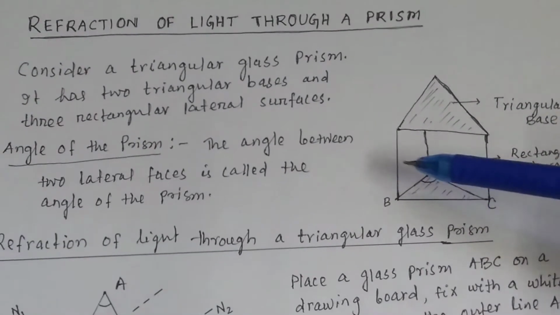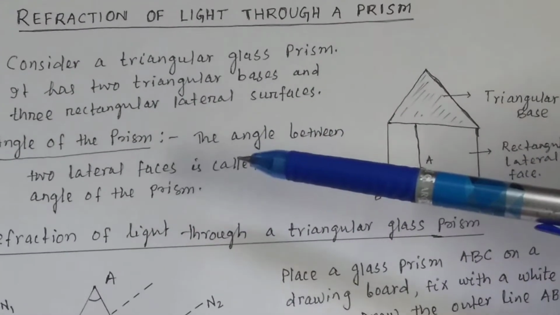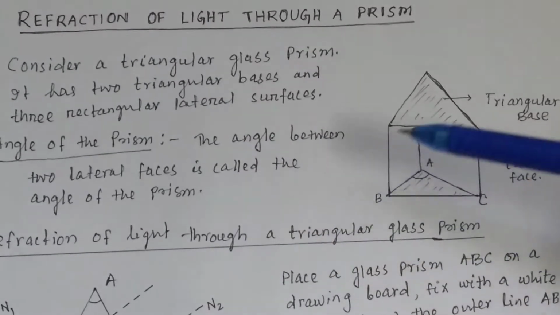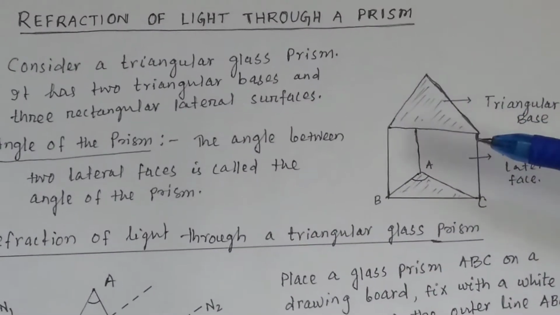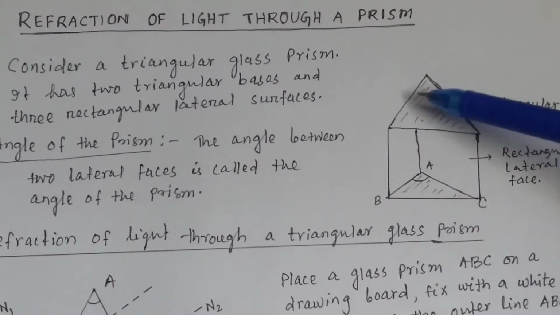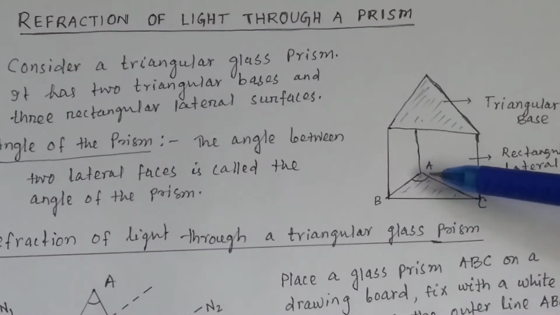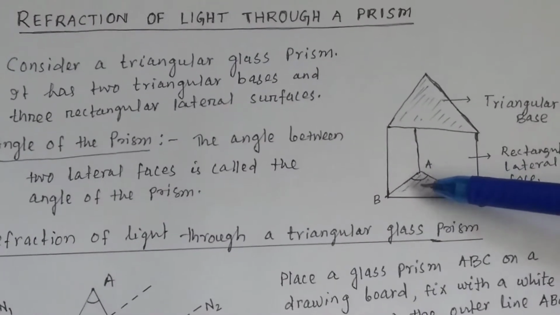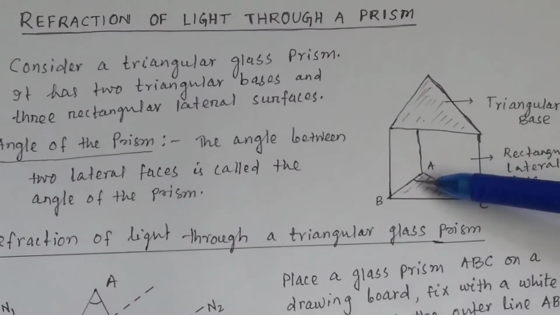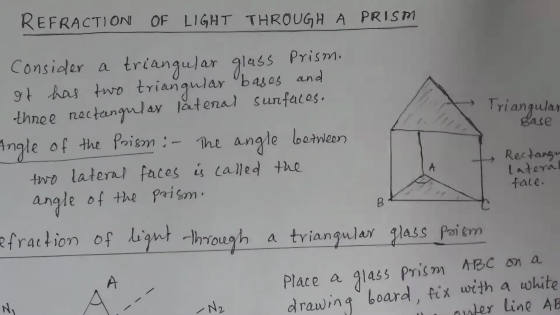Okay. So what is the angle of the prism? The angle between the two lateral faces is called the angle of the prism. Suppose this is one lateral face, this is another lateral face. So this angle is called the angle of the prism, and also this angle is called the angle of the prism. The angle of the prism is basically denoted by A. So this is the angle of the prism here. This angle of the prism is A.